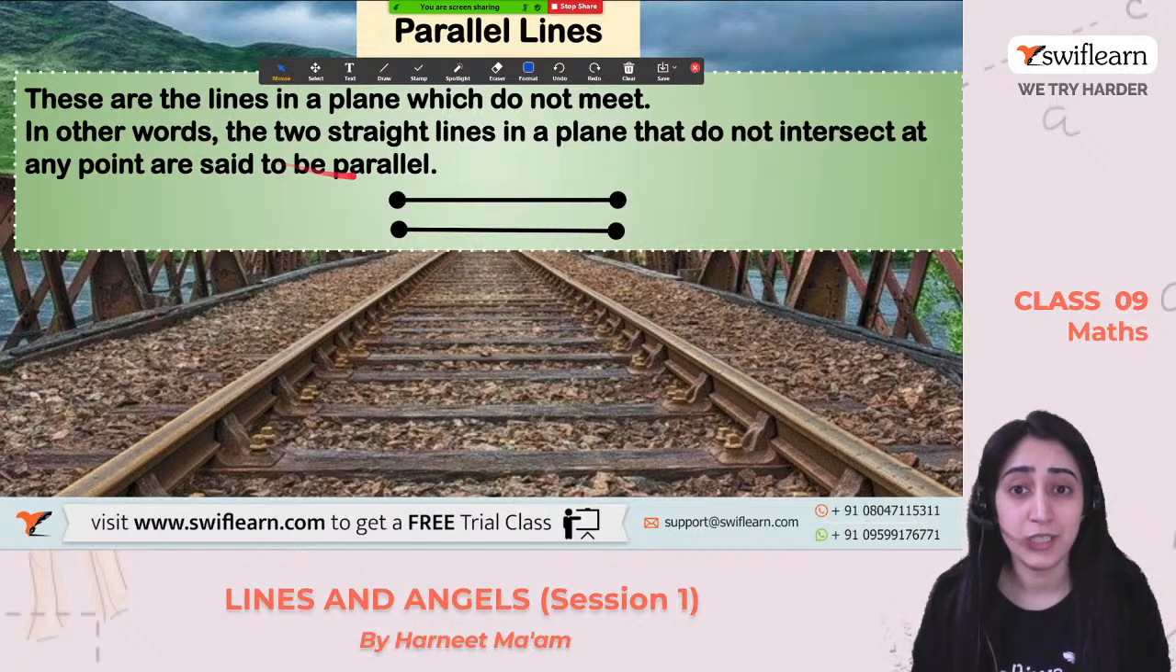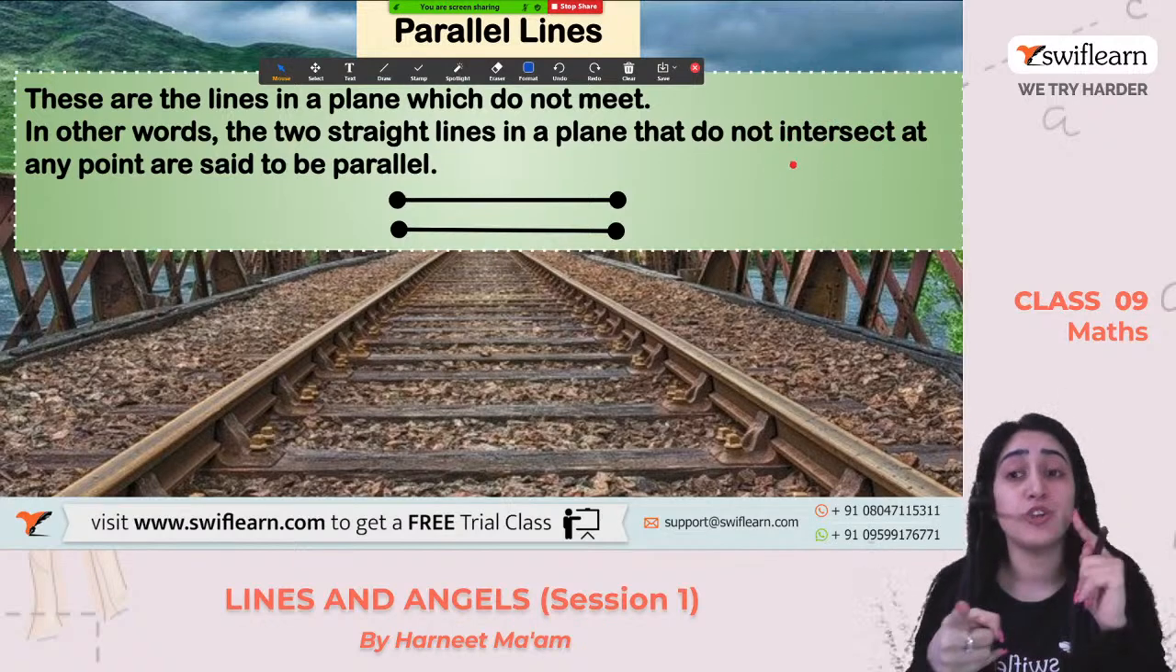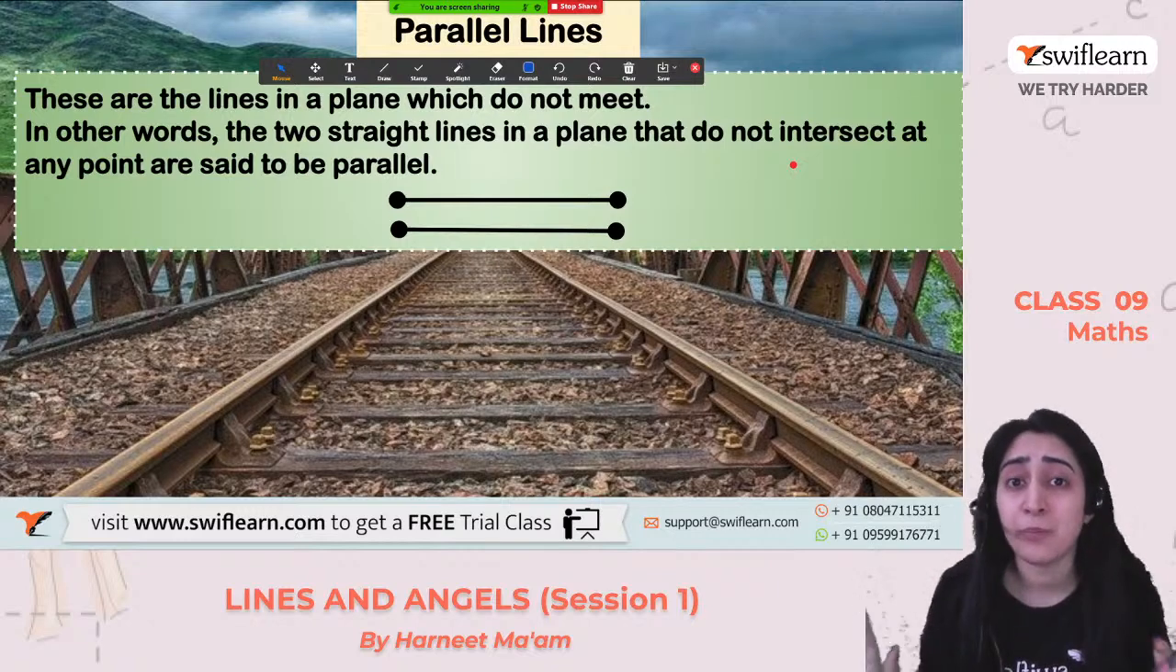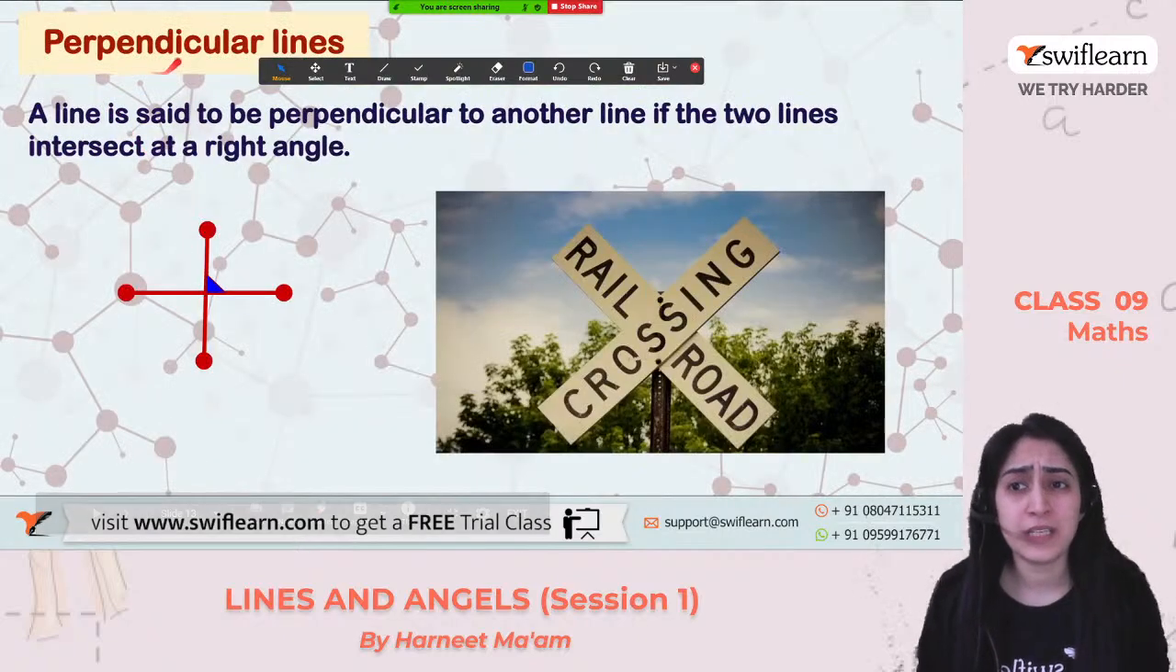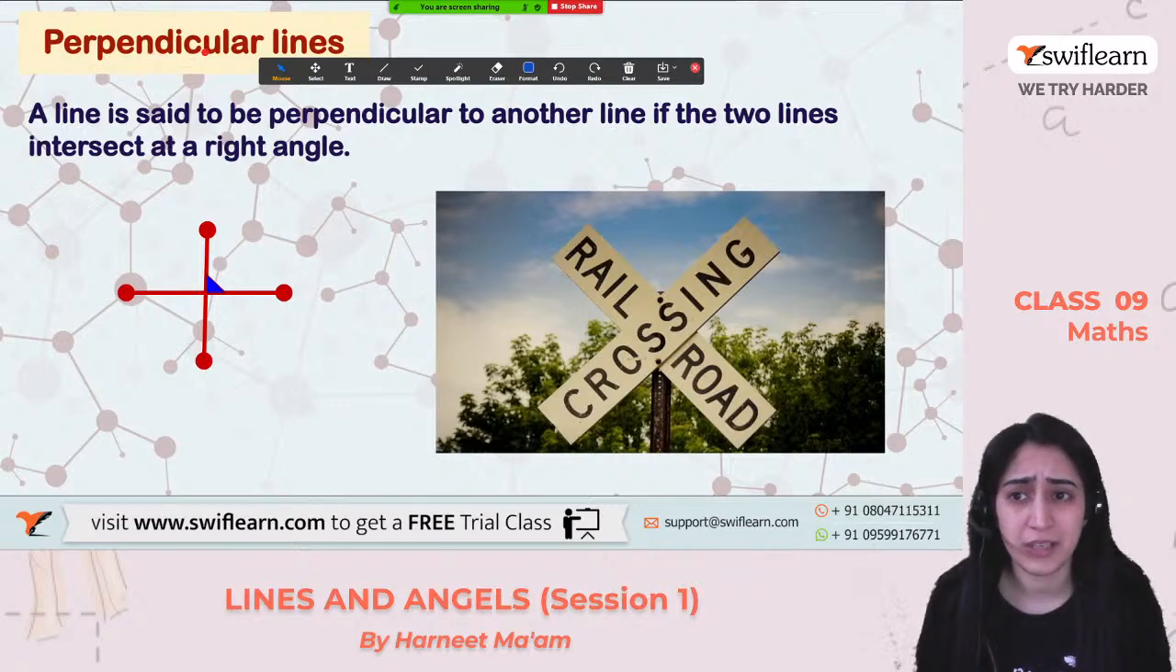In other words, the 2 straight lines in a plane which do not intersect, which do not cut, which do not meet each other at any point, we call it as parallel lines. Okay. Now, what is a perpendicular line? Perpendicular, what does this mean? A line is said to be perpendicular to another line if the 2 lines intersect each other at a right angle. So now what comes in the new thing?